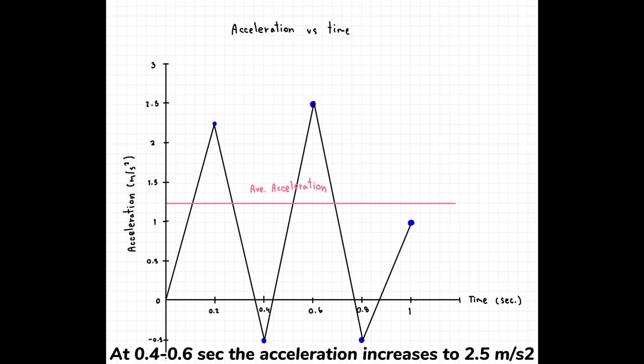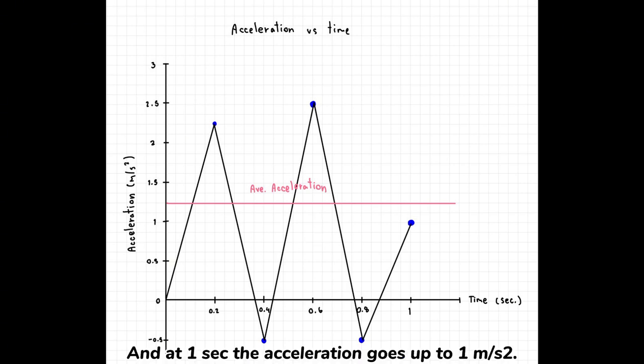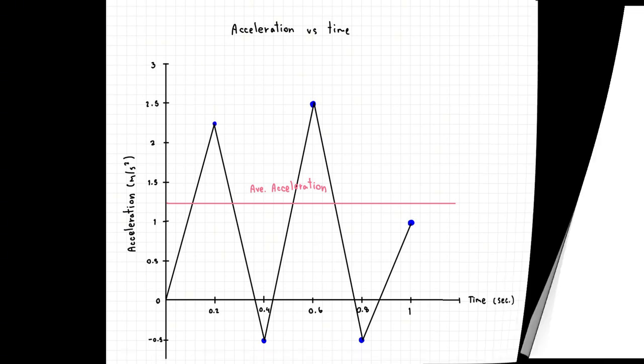At 0.4 to 0.6 seconds, the acceleration increased to 2.5 meters per second squared. And at 0.6 to 0.8 seconds, the acceleration decreased to negative 0.5 meters per second squared. And at 1 second, the acceleration goes up to 1 meter per second squared.